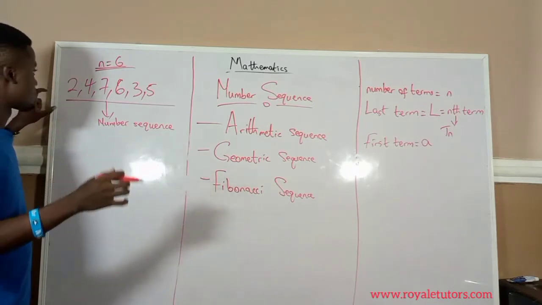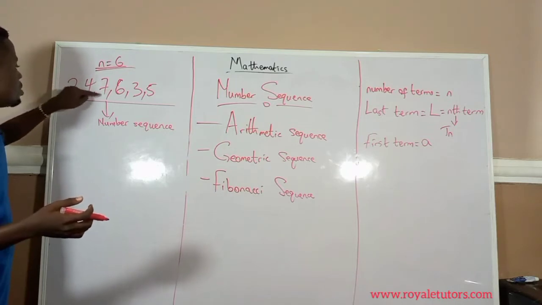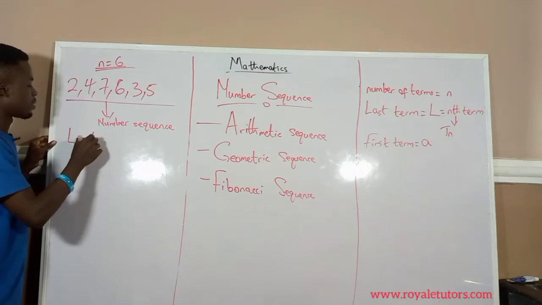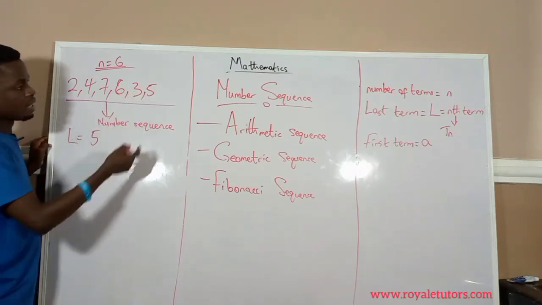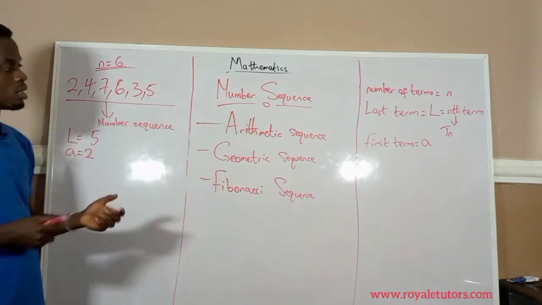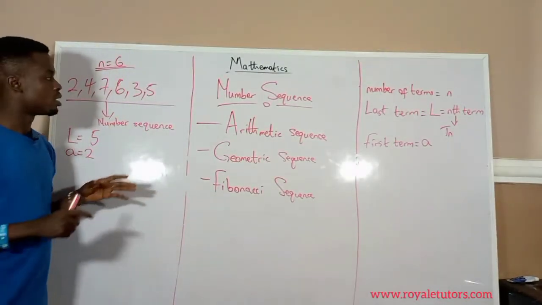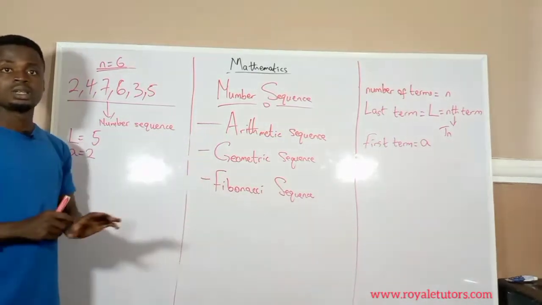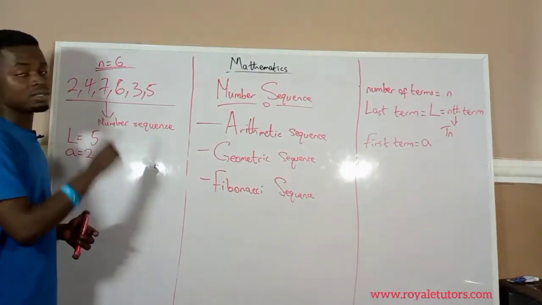Sequence is an array of numbers. Now, when you talk about number of terms in the sequence, you mean how many of these numbers are there. Then when you go to last term, the last term in this case is 5. That is the last number in the sequence. So last term is 5. And the first term is 2. So every sequence has those three things. It has the first term, it has last term, it has number of terms in every sequence. Whether the general one, whether the arithmetic one, whether geometric, whether Fibonacci sequence. Whatever sequence you want to talk about, it has number of terms, it has last term, it has first term.